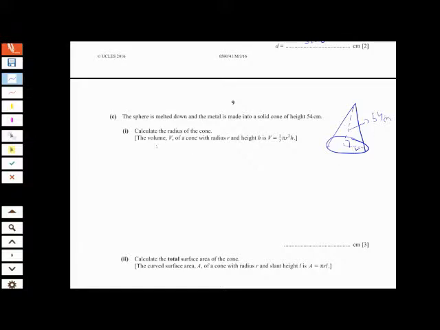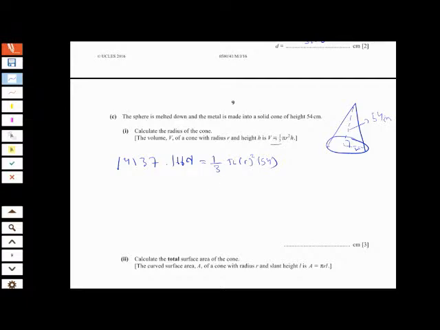Now the volume, we know the equation for the volume, and we know that it's the same object melted down. That means the same volume as the sphere. We know the volume of the sphere, which was 147.1669. Yes, this is the volume, equals the equation for the volume of the cone, 1/3 pi r square h. H is 54.